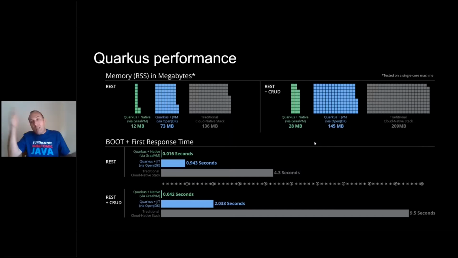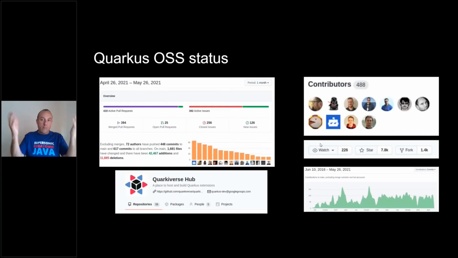So yeah, at the end it is reducing money or increasing productivity, as you can see. Also about the Quarkus status, only taking into account 1 month, there are more than 200 issues closed, 126 new issues, and around 400 pull requests merged. So that's a lot of work involved.